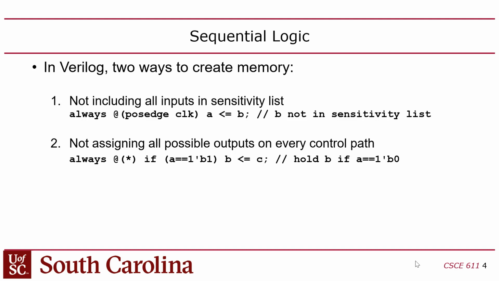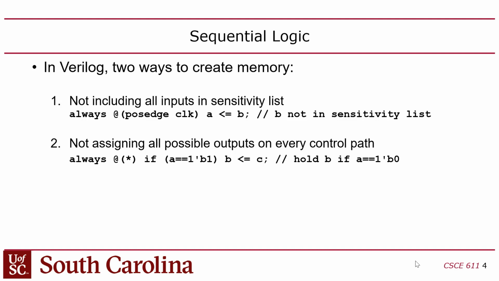Before I talk about that, in Verilog, there's two ways that I know of to describe a logic circuit that has memory. Both ways use the always statement. So in the first case, I have an always, and it says always at posedge clock, A gets B.